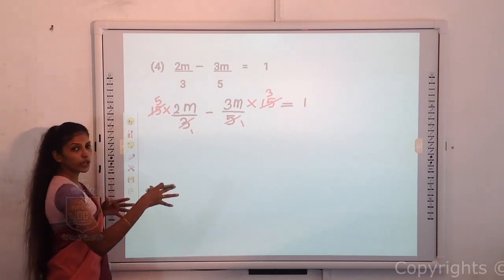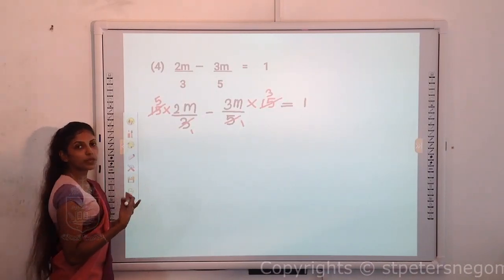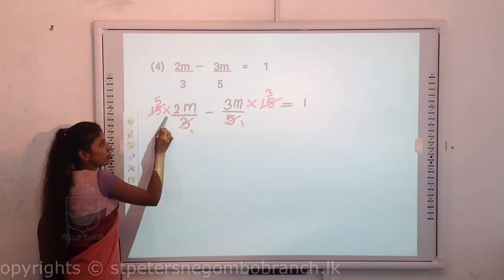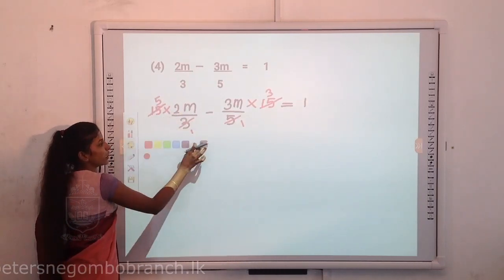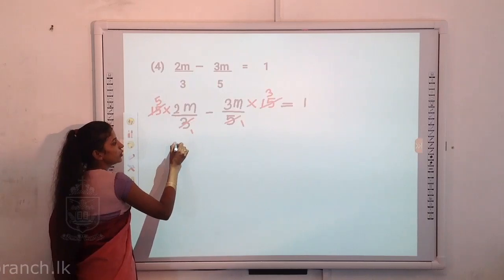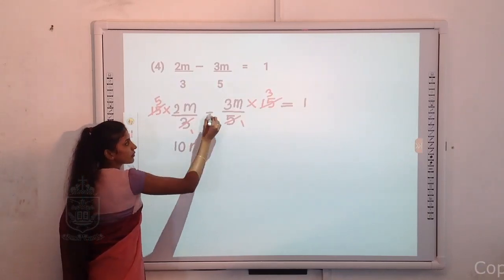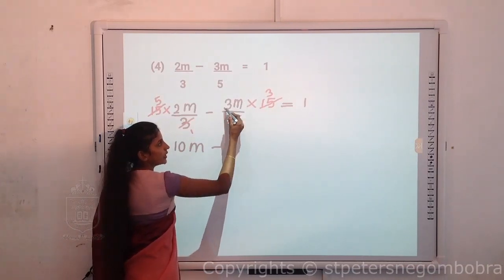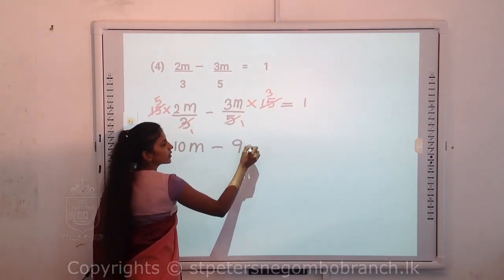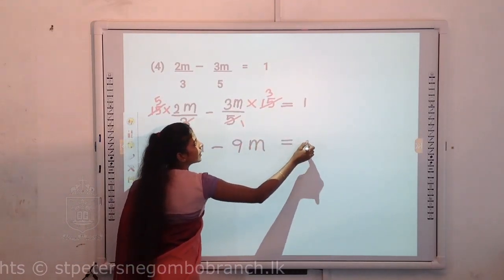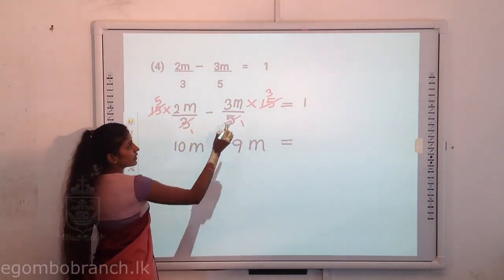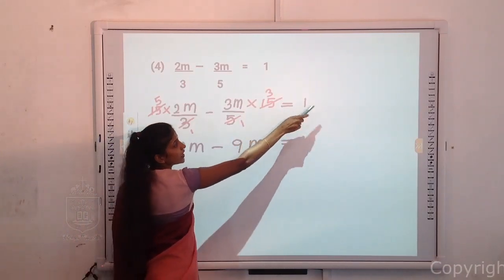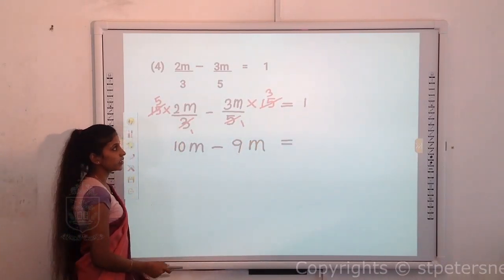So you all can say the denominator is removed. The fraction part is being removed. So what is remaining here? 5 multiplied by 2m, so 5 times 2, 10m, minus 3 times 3, 9m is remaining. And children, now we know that when you are multiplying by 15, you have to multiply this side also by 15.